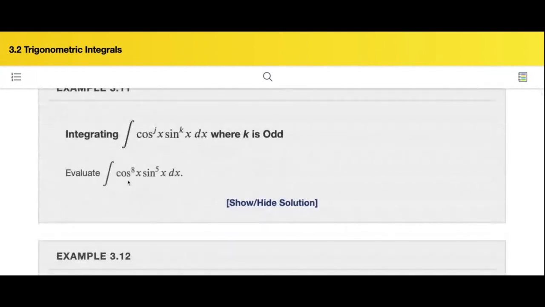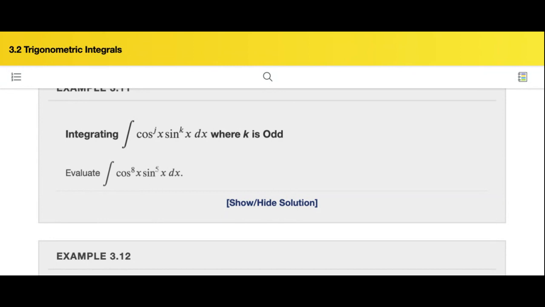Okay, let's see this example. So this one we have cosine raised to a, sine raised to 5. So what do we do? We rewrite sine raised to 5 because 5 is odd, right? If both are odd, that means we have a choice. We can choose either one to work with. But here sine is raised to an odd exponent, so we're going to work with sine.